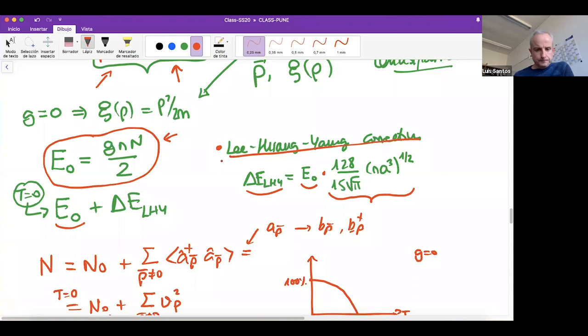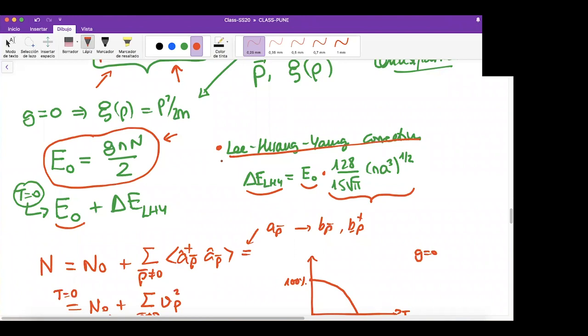Luis, there is a question in the chat box, which I think you probably might have answered. So, elaborate more on the relation of roton minima and superfluidity.